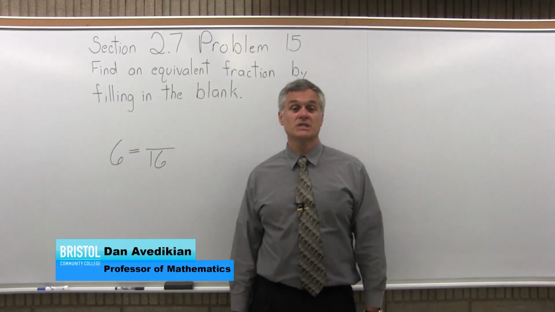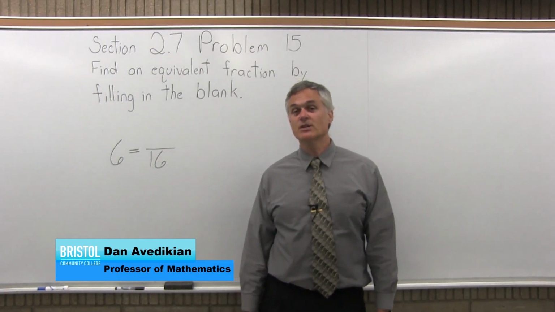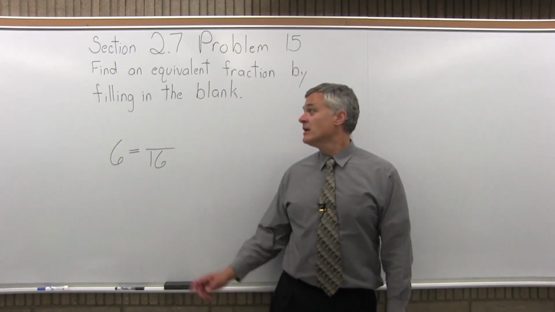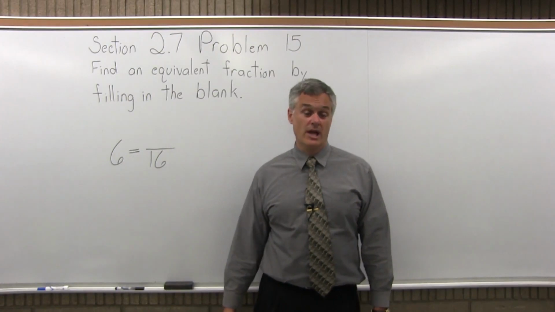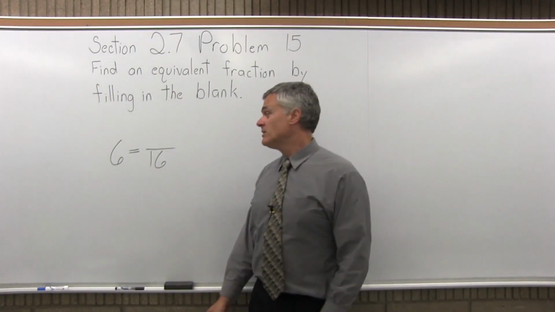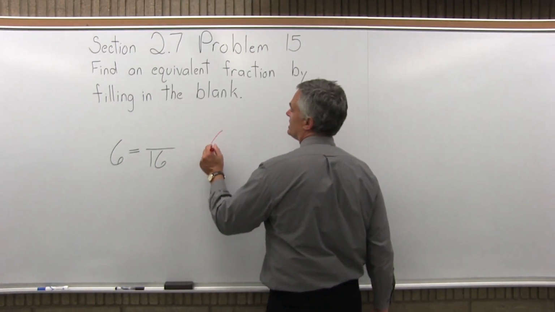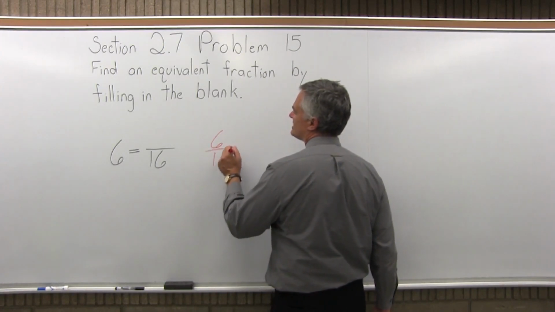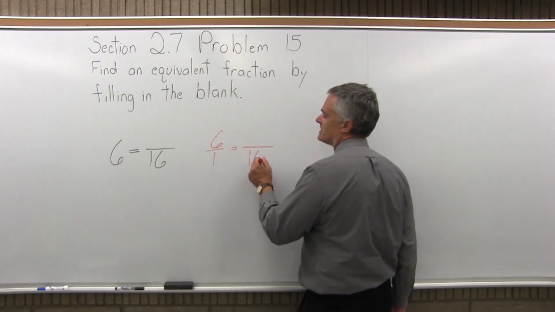This is Section 2.7, Problem 15. It says find an equivalent fraction by filling in the blank. And we have 6 equals blank over 16. Well, to get the problem started, let me just change that. Instead of just 6, let's write it as 6 over 1 equals blank over 16.